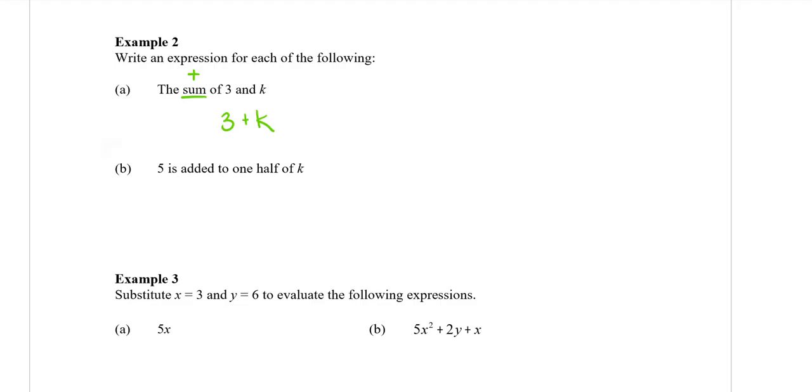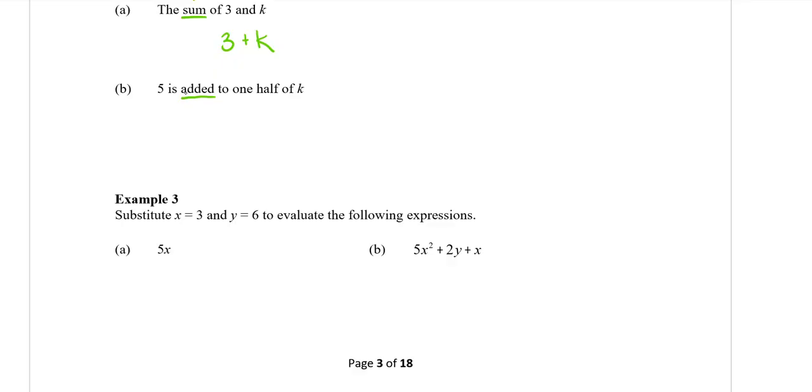Whereas in B, it says 5 is added, so added is again a plus sign, to half of k. Half of k, we could write that as half of k, like that, or a better way to write it would be just k over 2, that's half of k. And we want to have 5 added to that, so we're going to go plus 5. So k over 2 plus 5, or if you had 5 plus k over 2, that is the same thing.